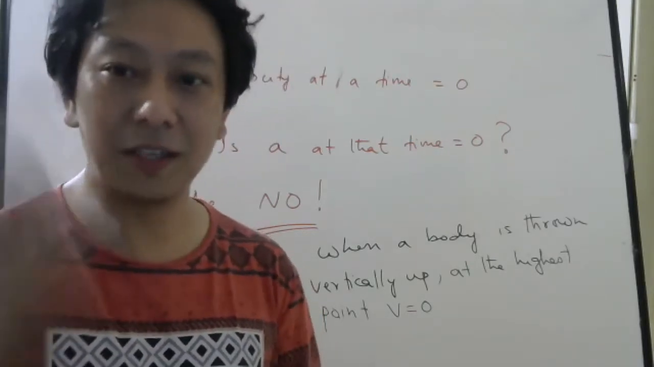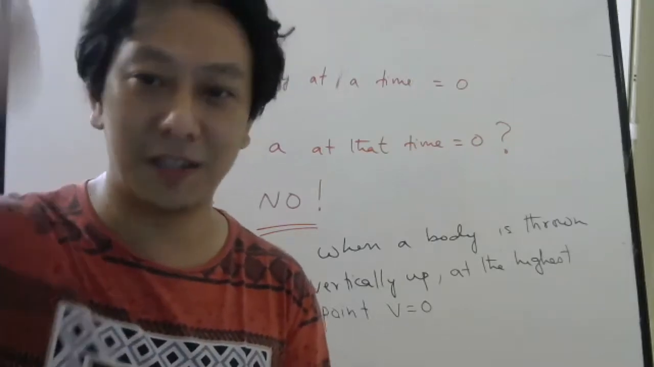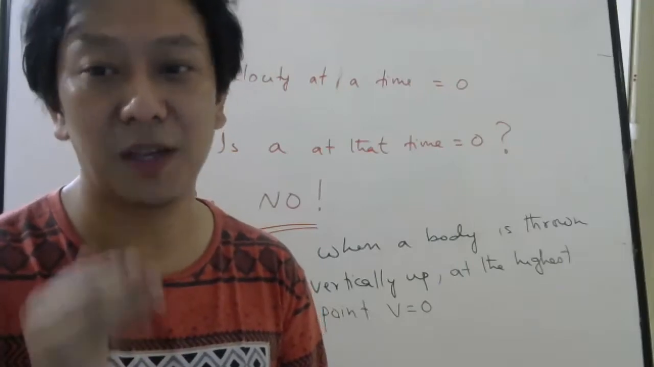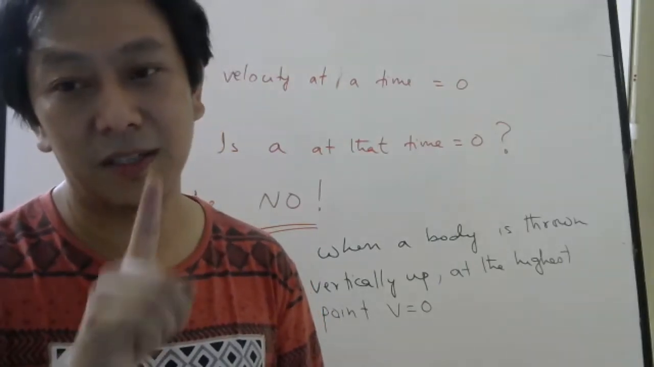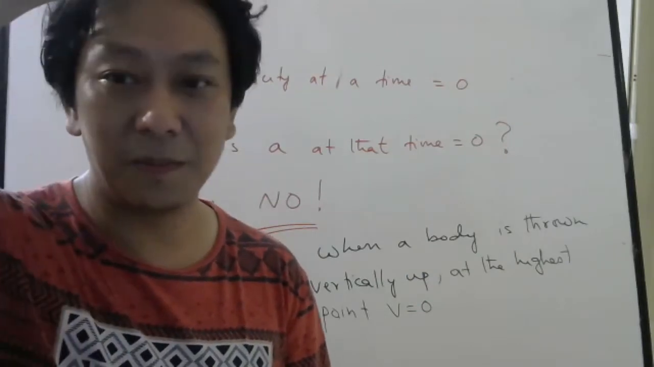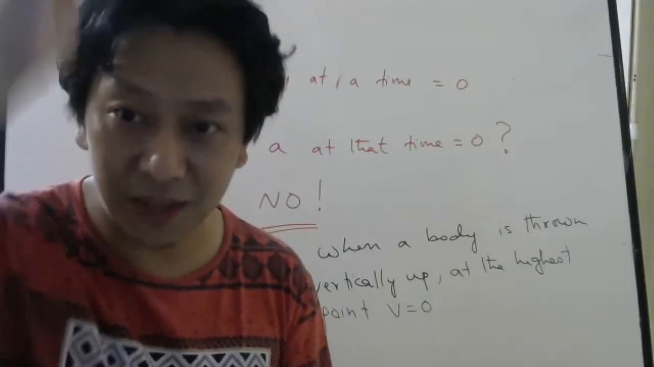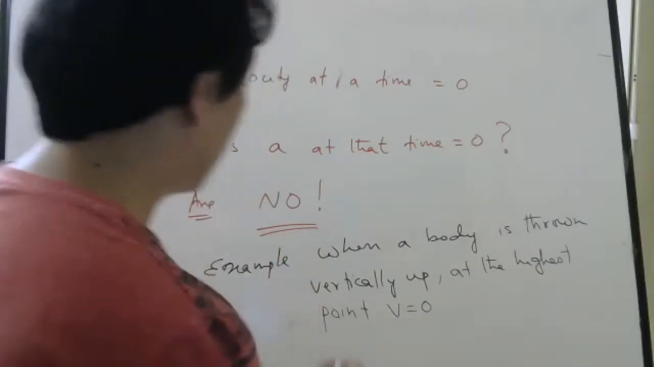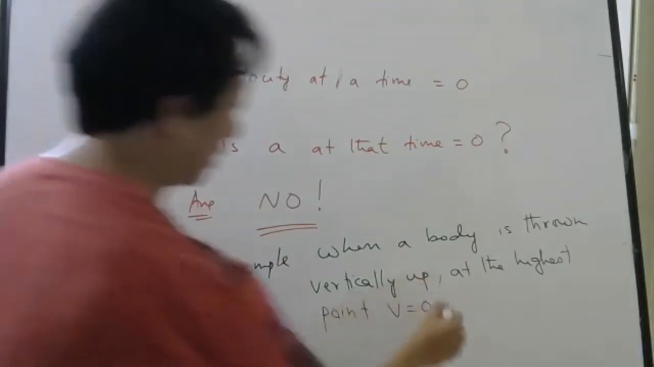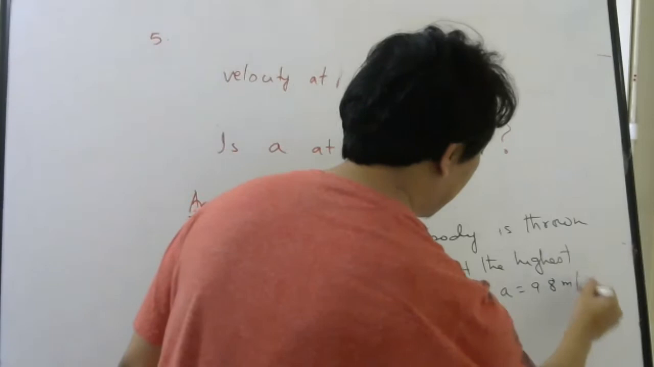If velocity was increasing, it would have kept going only upwards. But you all know when you throw something, it slows down. Slows down means 10 meter per second, 6 meter per second, 3 meter per second, 2 meter per second, 1 meter per second, then stop. After that, gravity acceleration is there, no? So it will start coming down. So when a body is thrown vertically up, at the highest point velocity is 0, but acceleration is 9.8 meter per second squared.